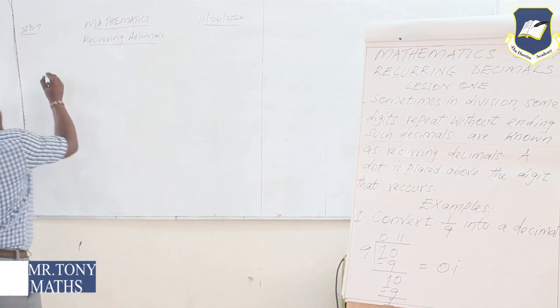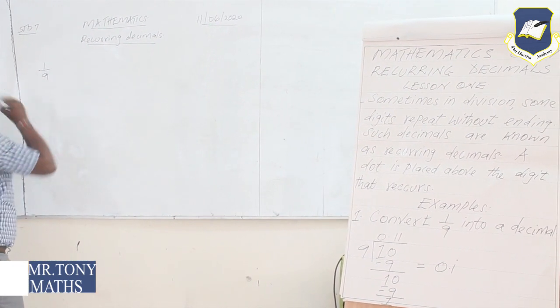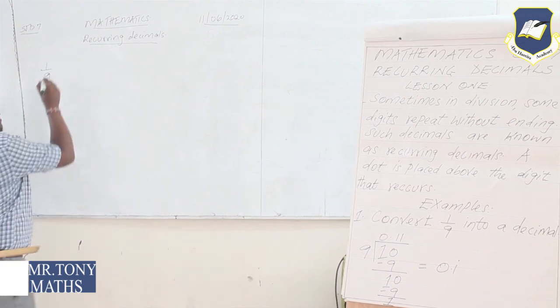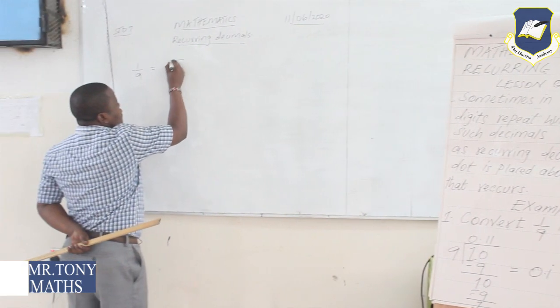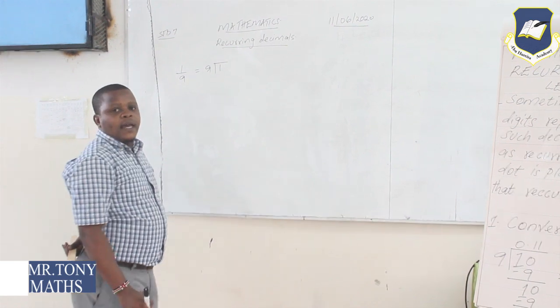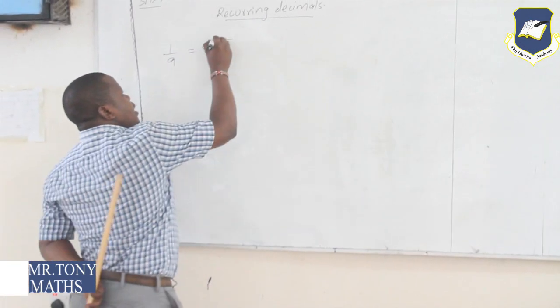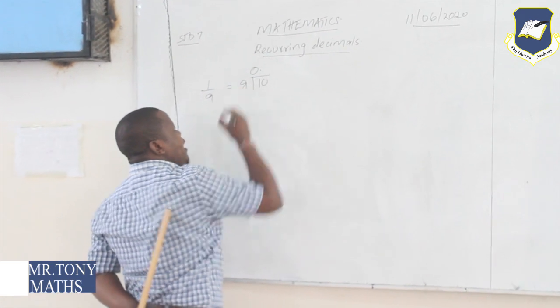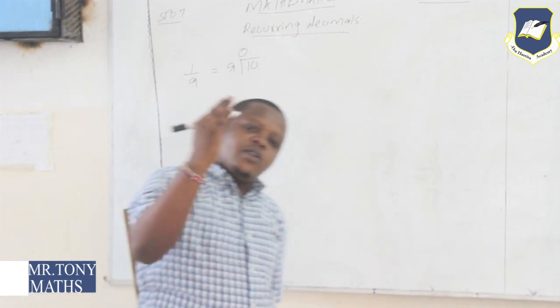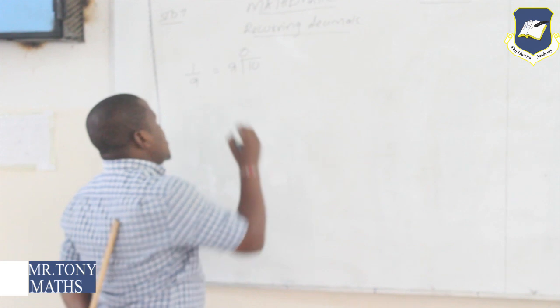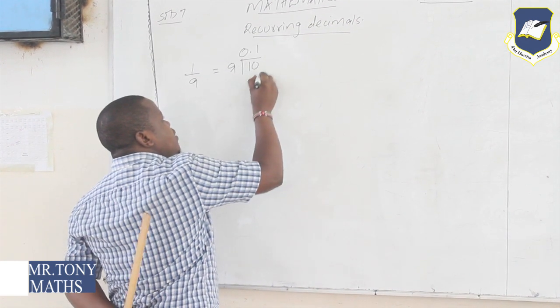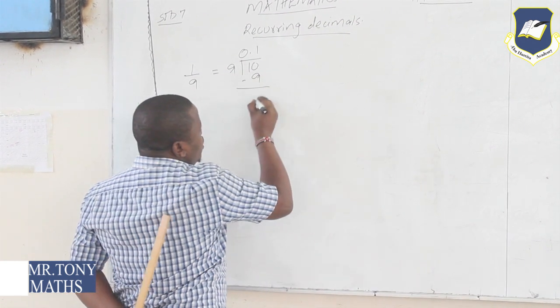So 1/9. That means that you're going to take digit 1, you divide by digit 9. You find out that 9 won't go into 1. So what do you do? You put a 0 point, then you put a 0 here. Then your 9 goes into 10 once. So 9 goes into 10 once, you get 9, subtract, you get 1.